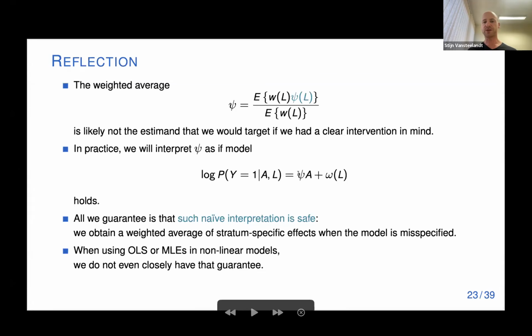we may want to do interpretation as in this model, but have the guarantee that if the model does not hold, that we still obtain something sensible, like a weighted average of log relative risks. And if you remember from the OLS setting, we do not even have closely that guarantee with more traditional methods.